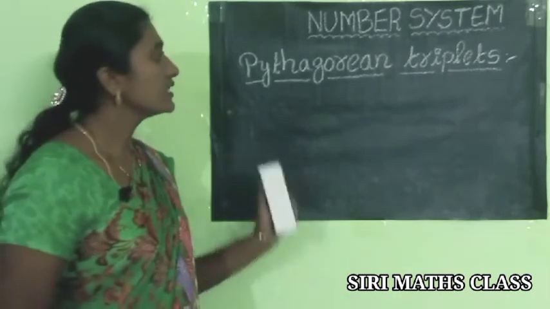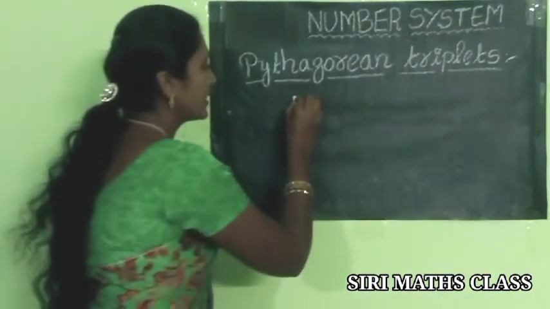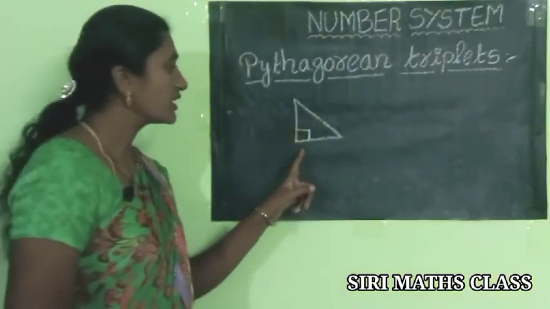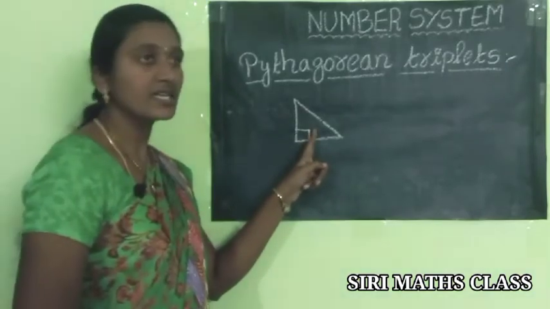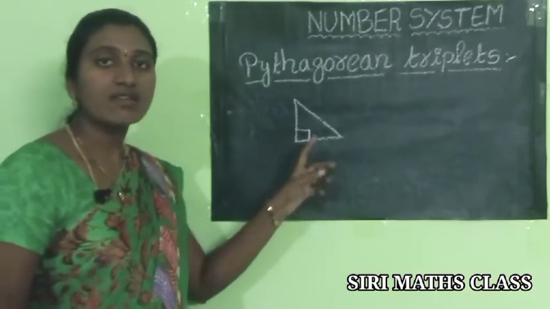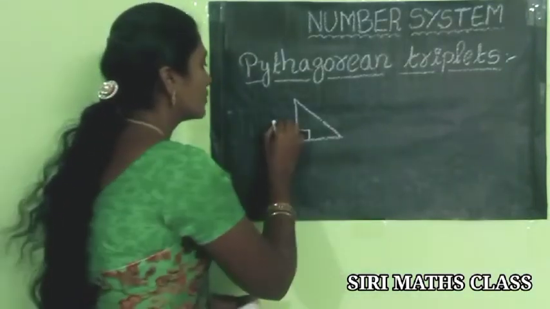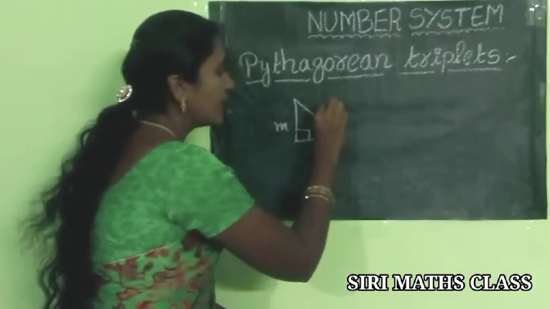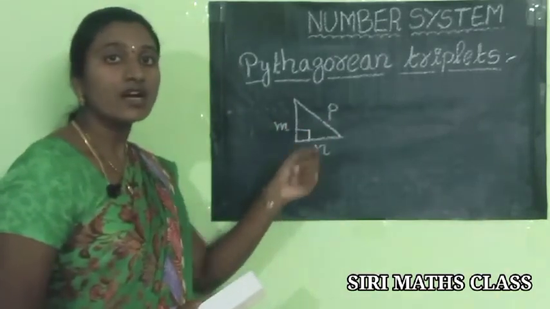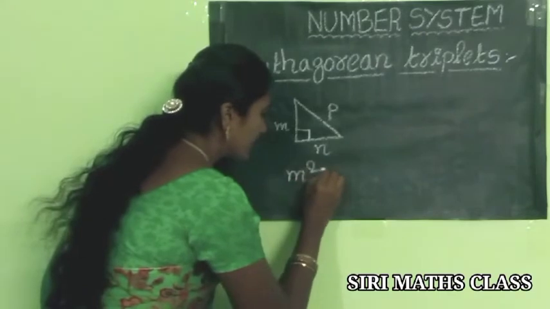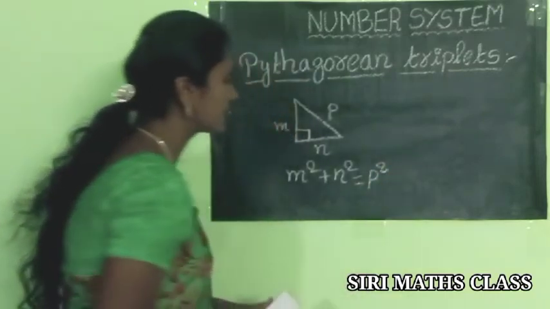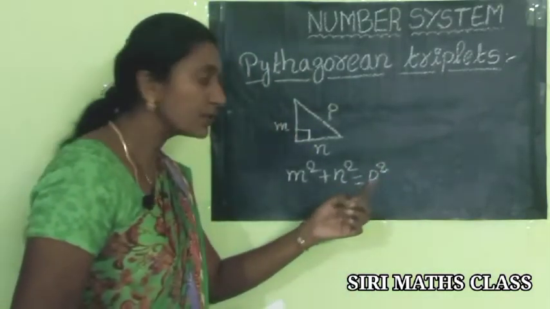See here, in this Pythagorean triplets topic, first we draw a right angle triangle. Here the angle is 90 degrees. By using the Pythagoras theorem, we can say side square plus side square equals hypotenuse square. Suppose this is M, this is N and this is P. M and N are the two sides and P is the hypotenuse. The condition is: M square plus N square equals P square.